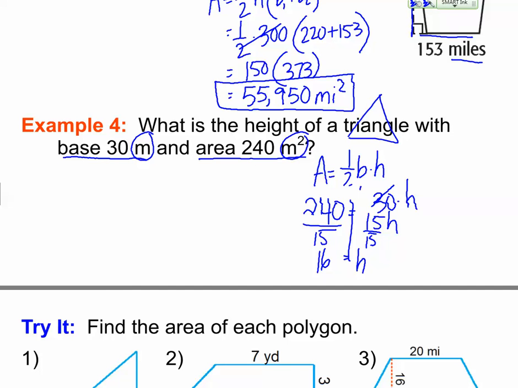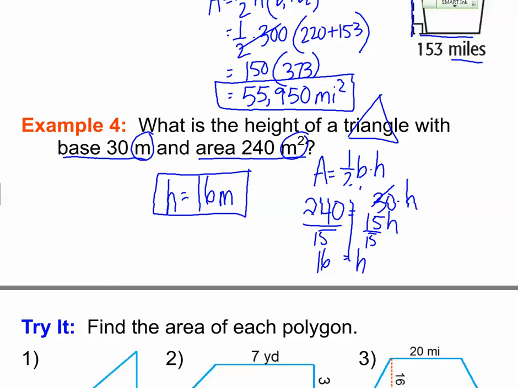I want you to think right now, Panthers, would this be 16 meters or 16 square meters? I hope you are saying 16 meters. The height is a one-dimensional measurement, whereas area is a two-dimensional measurement, so we do not have an exponent attached to our units. And there you go, Panthers.